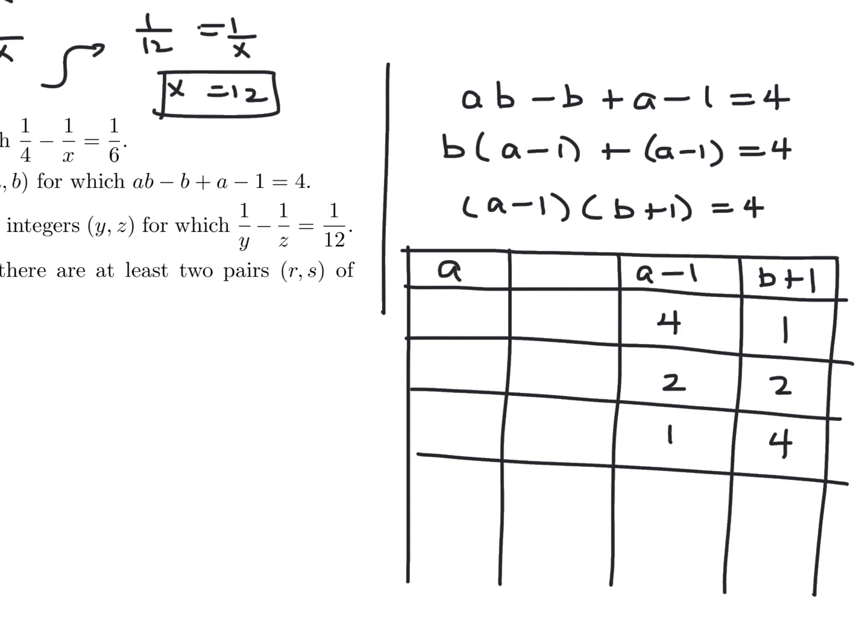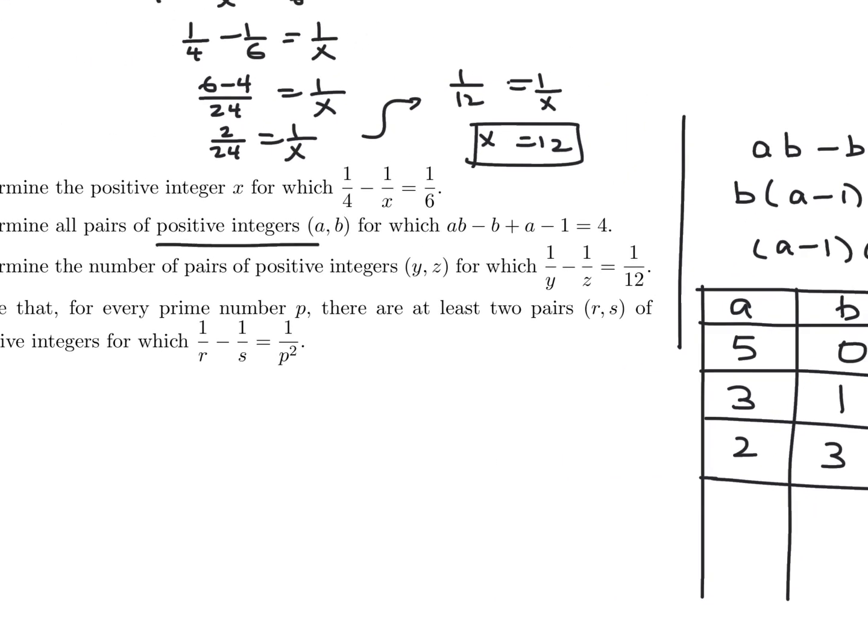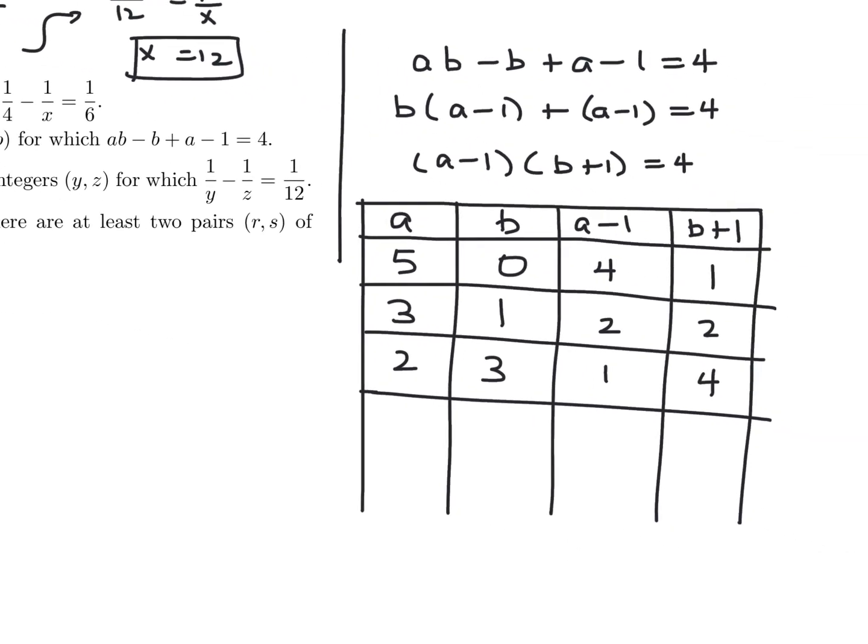And then we've got to figure out a and b. If a minus 1 is 4, then a is 5. If b plus 1 is 1, then b is 0. And then similarly, this would be 3 and 1. This would be 2 and 3. But keep in mind that a and b are both positive integers. So this one here can't be used because b is 0 and 0 is not a positive integer. So the only ones that can work are these. So I guess my pairs are (3, 1) and (2, 3).